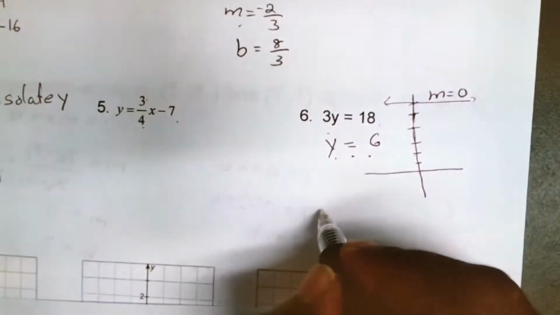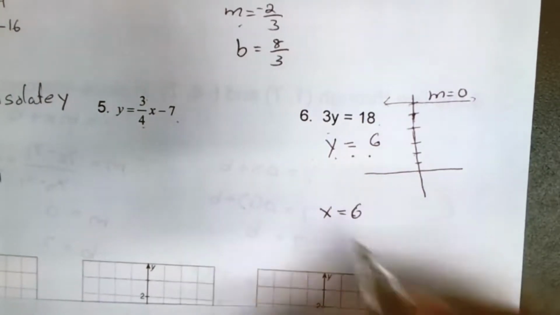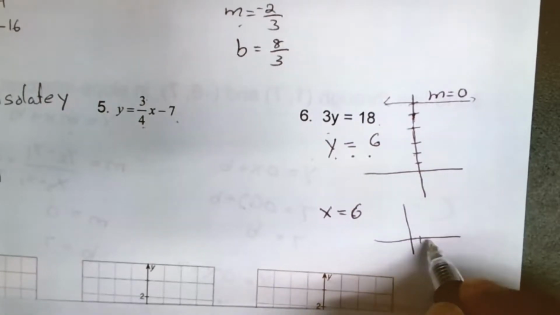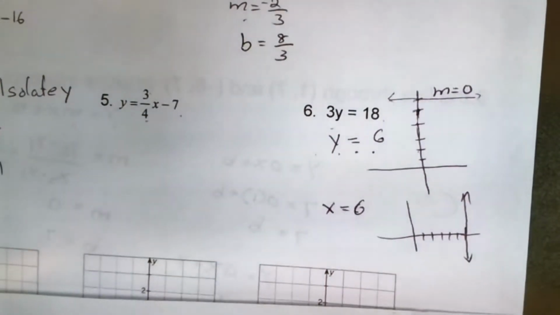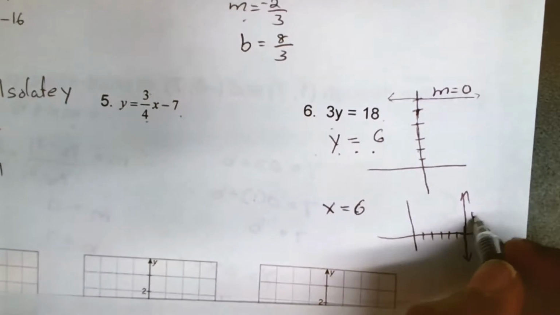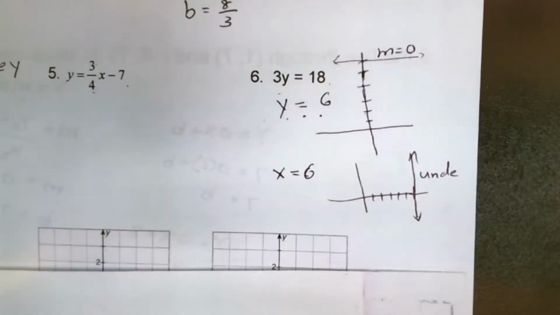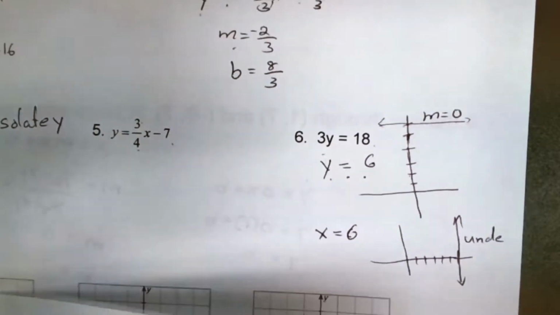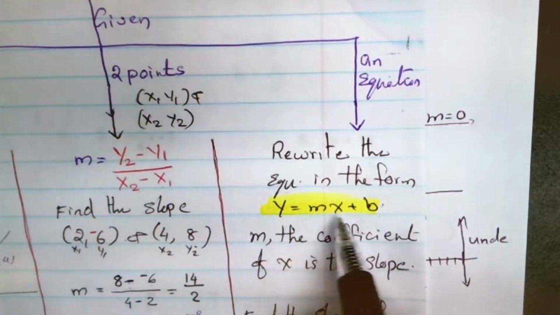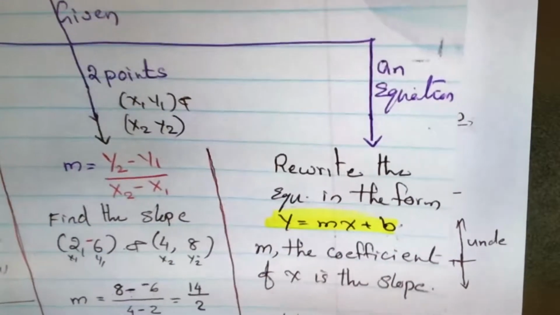I have to say one more thing. If the equation was x is equal to some number, like x equals 6, then when I draw the graph, that should be a vertical line. Since it's a vertical line, the slope of this line should be undefined. So that's it about the slope. If you have an equation and want to find the slope, rearrange the equation into y equals mx plus b. The m will be the slope of the line or graph.